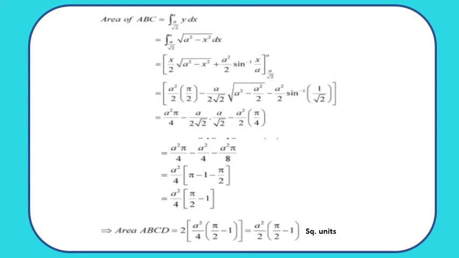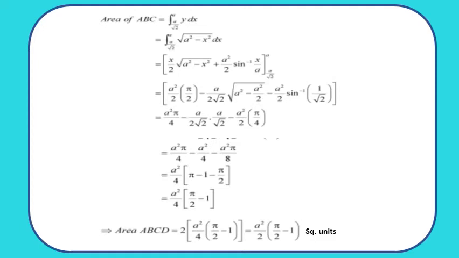So applying the identity, we have x upon 2 under root a square minus x square plus a square upon 2 sin inverse x upon a from the limit a upon root 2 to a. So after applying the limit and simplification, we will get a square upon 4 into pi by 2 minus 1. Now this is the area of only ABC.